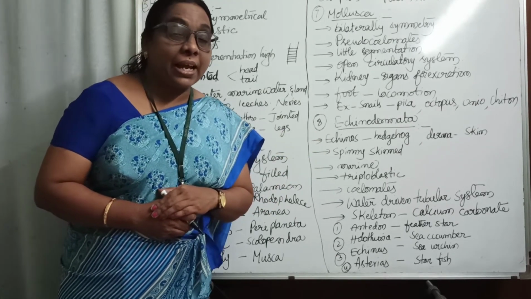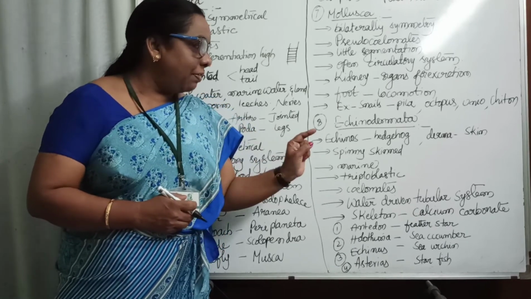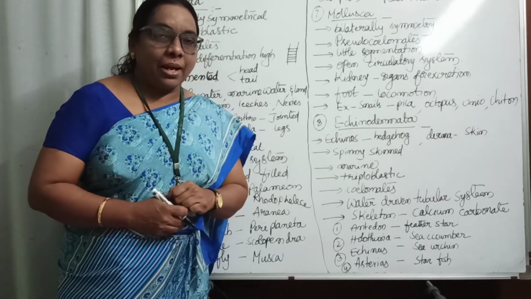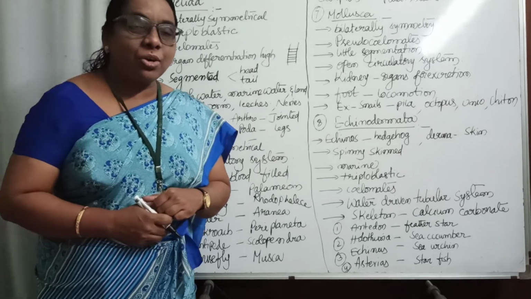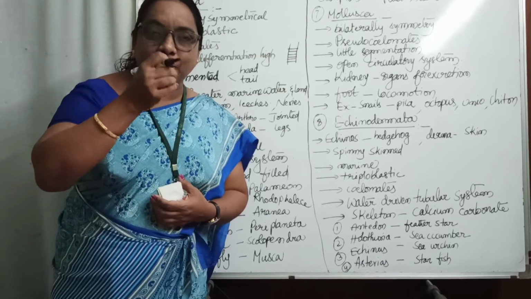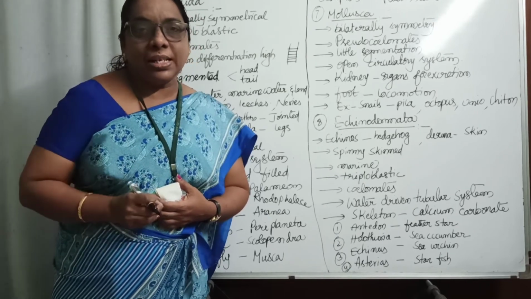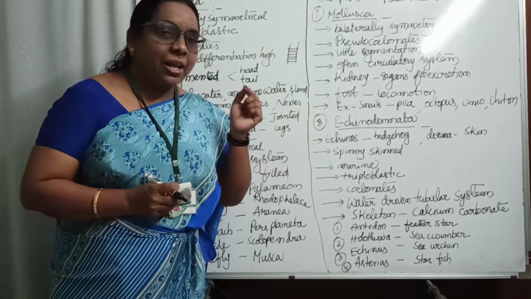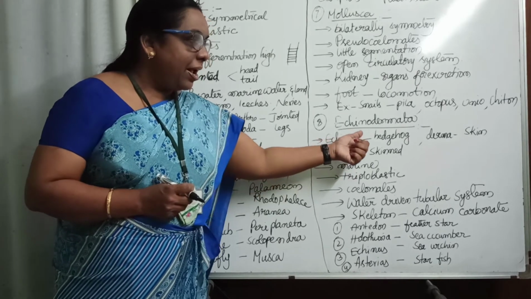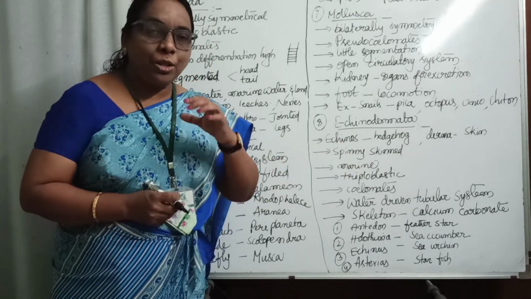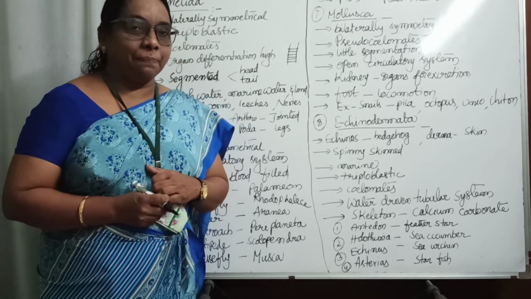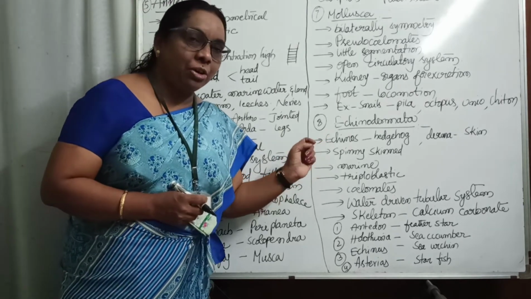Let me pronounce once again, Echinodermata. What is the meaning of echino? Echino means like a hedgehog. I hope you know what a hedgehog is called. A hedgehog is nothing but a porcupine, which has pointed spines. Almost all the animals under Echinodermata have pointed, spine-like structures. That's the reason they have a hedgehog type of skin, like the porcupine's skin. That is the meaning of Echinodermata.